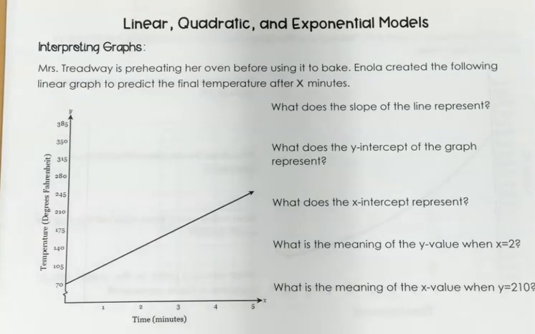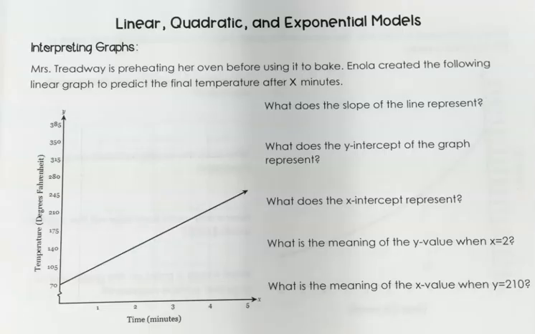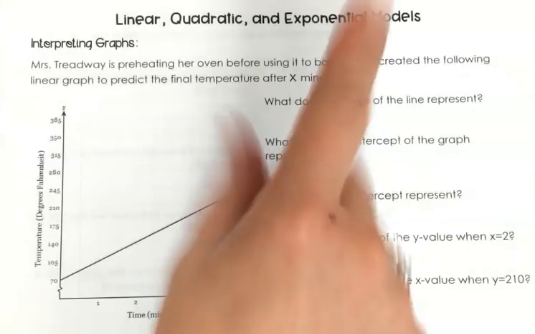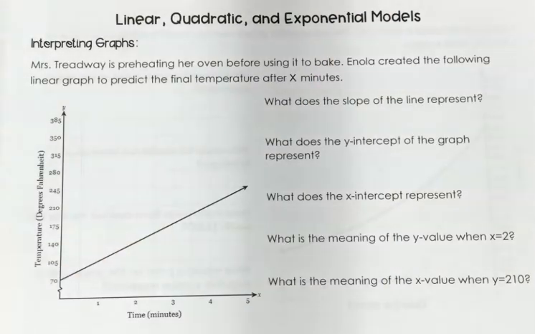Last time we talked about how to identify linear, quadratic, and exponential models or functions. Today we're going to look at the models on a graph and use that to interpret information in context. So if I was going to preheat my oven before using it to bake, and one of my students created this graph to predict the final temperature after x minutes.